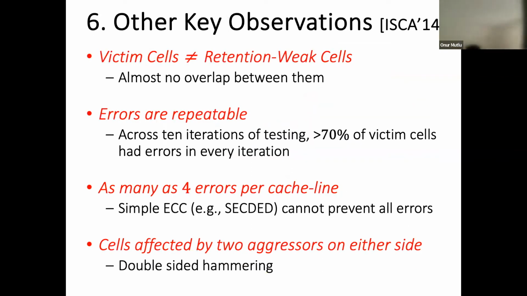Okay, there are other observations here. I think errors are repeatable is interesting because if an error is repeatable, that means that you can figure out which bits are vulnerable, and thus you can create a security attack based on which bits are vulnerable. ECC is not a good solution to this problem. We can get back to this. And as I said, double-sided hammering is much worse than single-sided hammering.